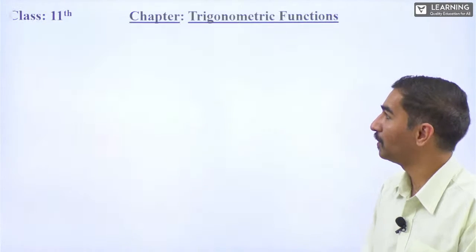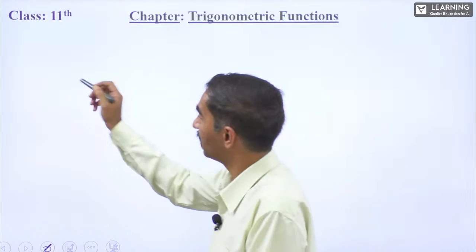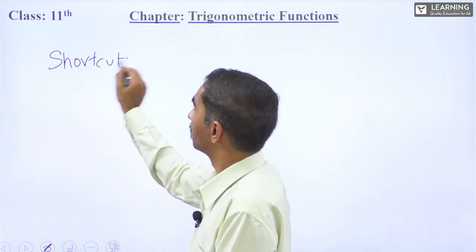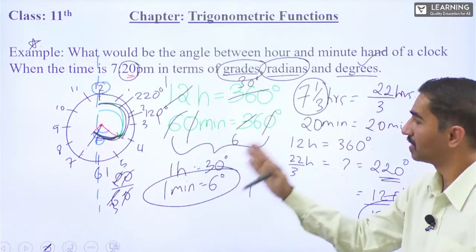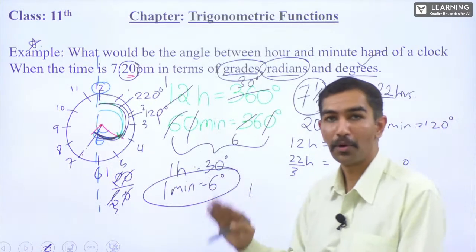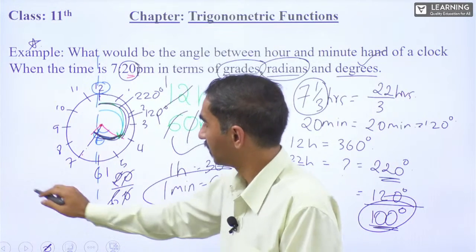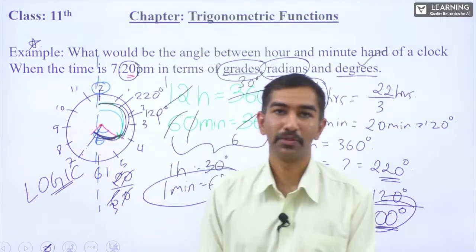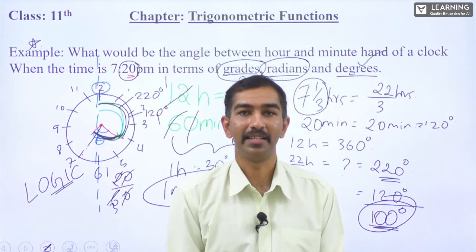Okay, in our next slide now, what we'll be seeing is the same thing but with a shortcut. So this is the shortcut, students. What I have done here, the working, is absolutely right. You can pause the video and make a note of it. But this is a little bit lengthy, right? But the logic is perfect. There is a logic for this problem. So with the help of logic, we are arriving at the answer that is 100 degrees.